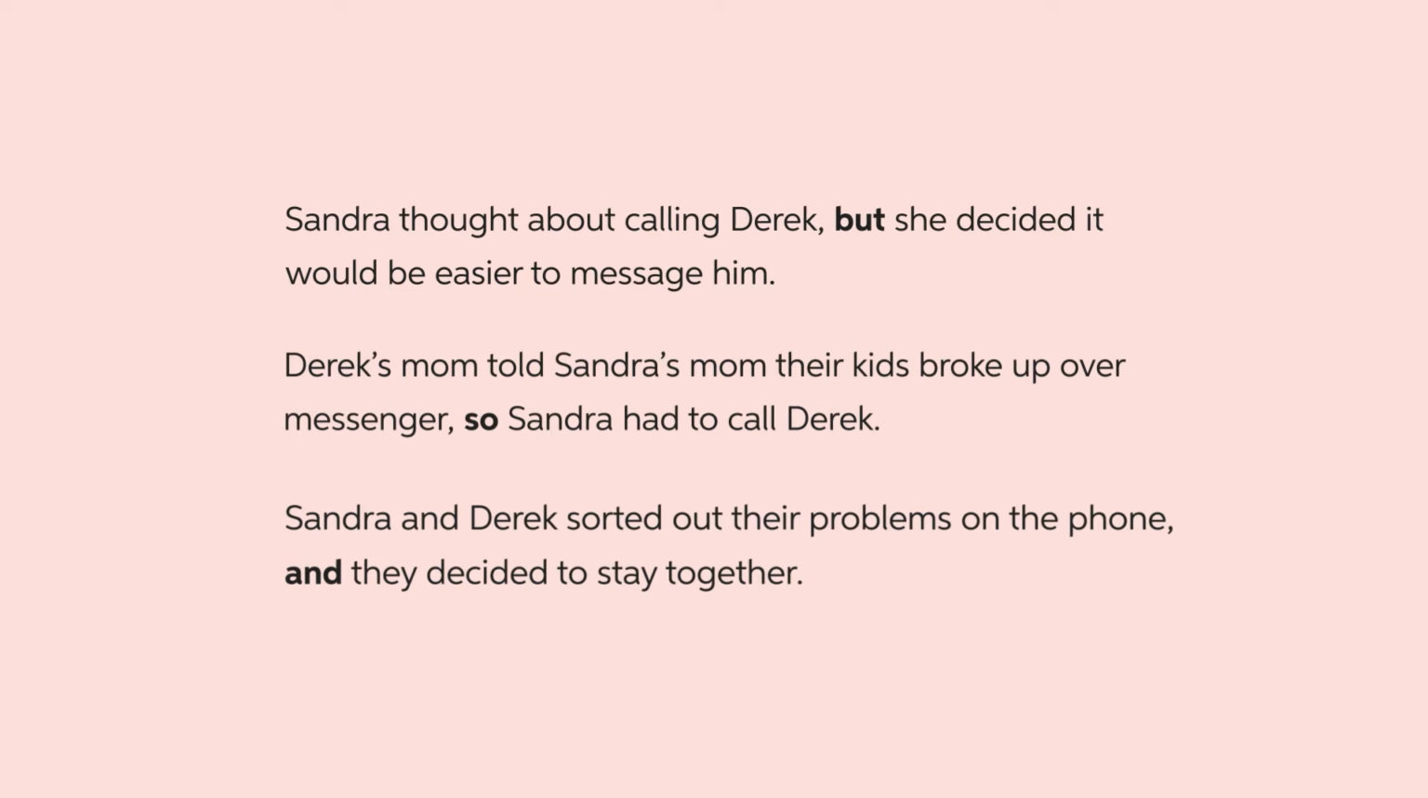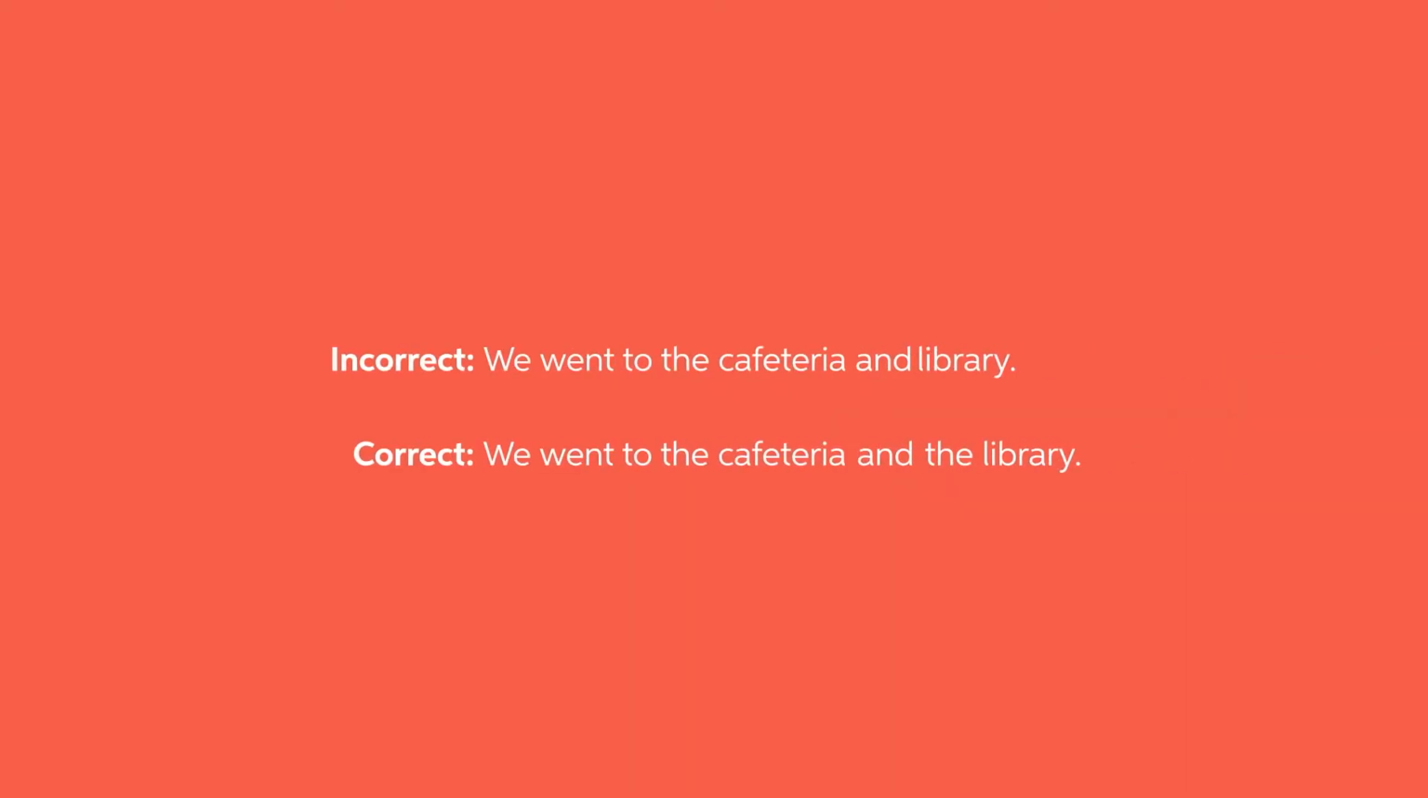Let's take a look at some examples. The first sentence is incorrect because the coordinating word and sits between phrases with differing structures. Saying the cafeteria and library sounds awkward. The second sentence corrects this by balancing the grammatical form on each side of the connector. The cafeteria and the library sounds a lot better. All we needed to do was add a word.